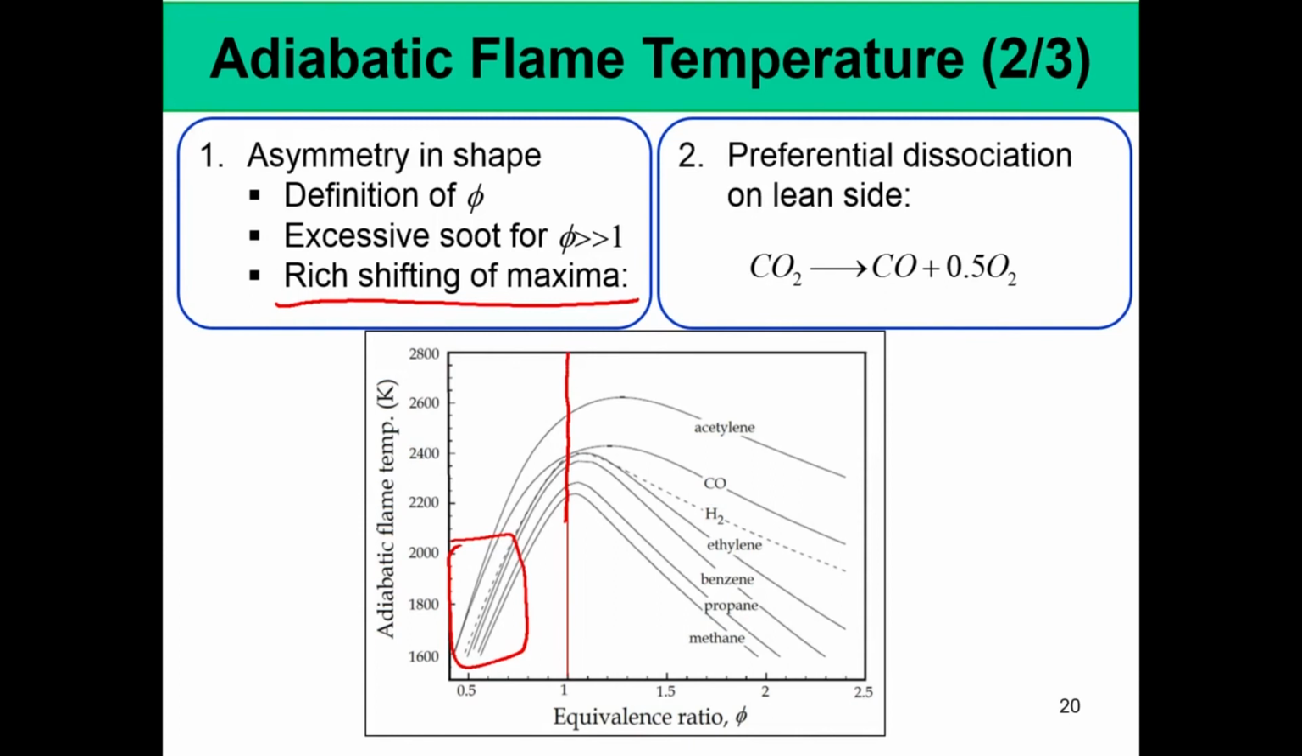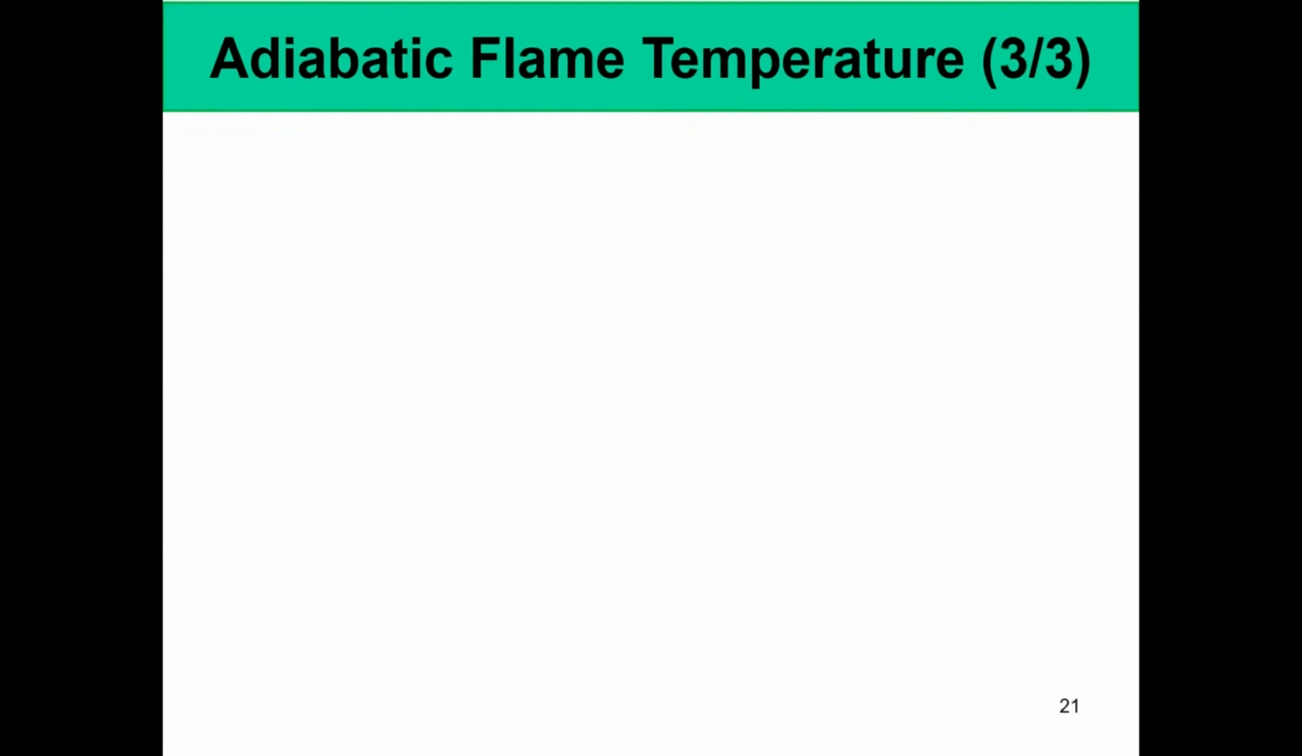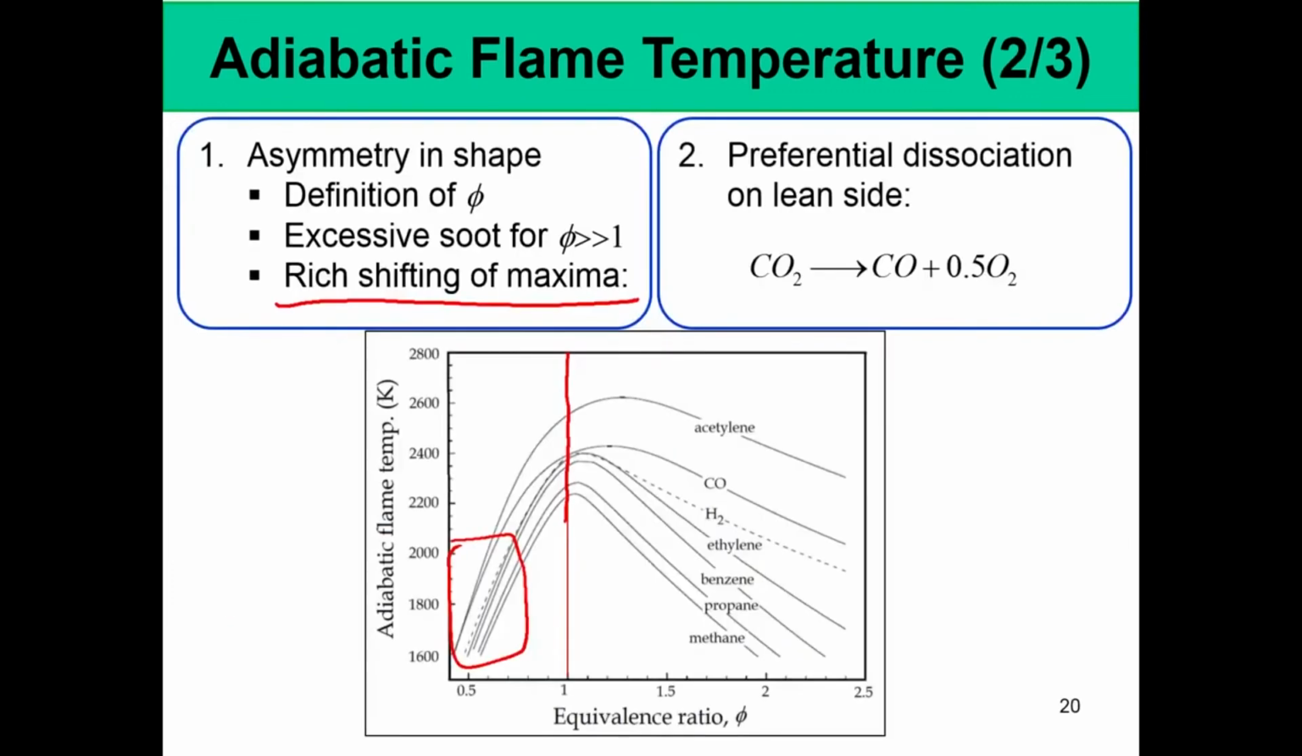But once again, coming back to the dissociation, you will see that with increasing pressure, the adiabatic flame temperature peak becomes more and more centered towards stoichiometry. This is what the adiabatic flame temperature graph for methane would look like at higher pressure. It would shift more towards an equivalence ratio of 1. This is because the dissociation reactions diminish.